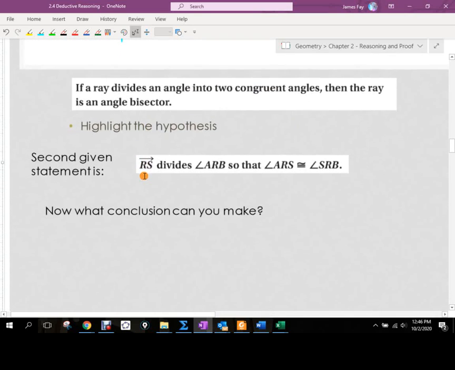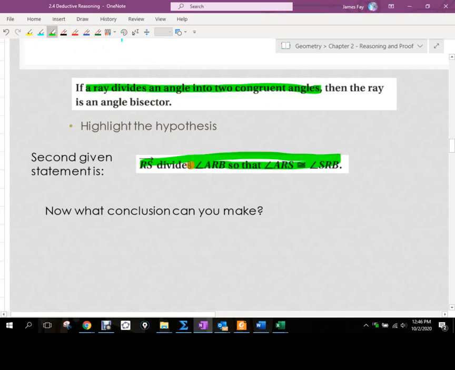Here's another example. It says, if a ray divides an angle into two congruent angles, then the ray is an angle bisector. Okay? So again, the if part would be that guy there, correct? Does this match that? This is my second statement. What is that symbol right there talking about? It's a ray, right? We got the word divide, so that's good.